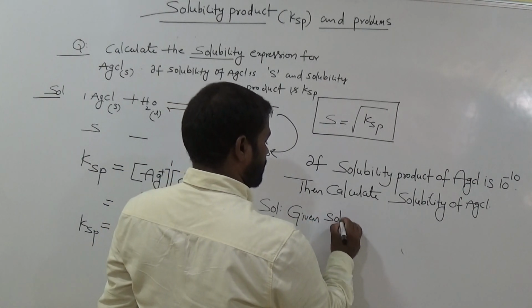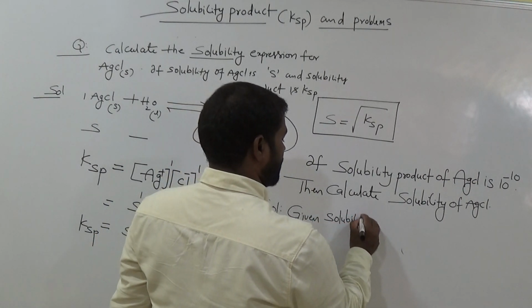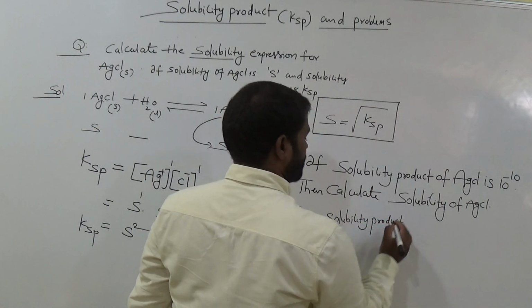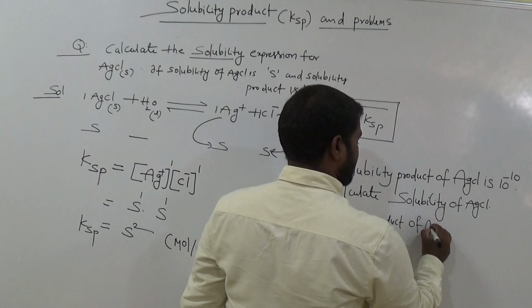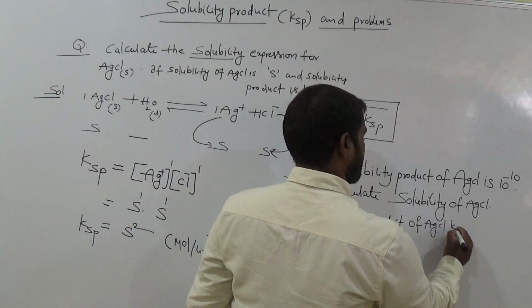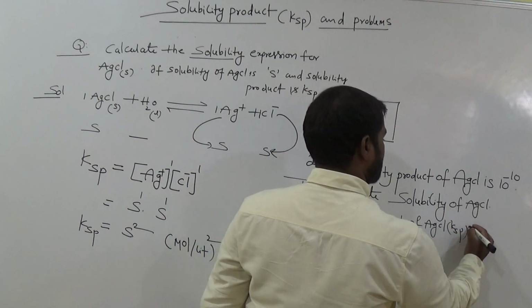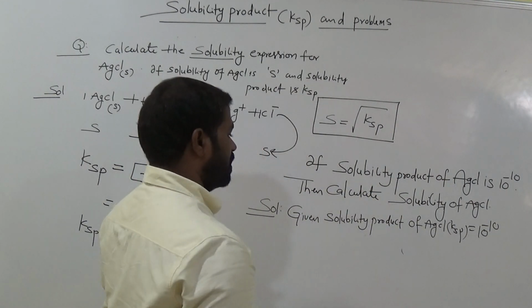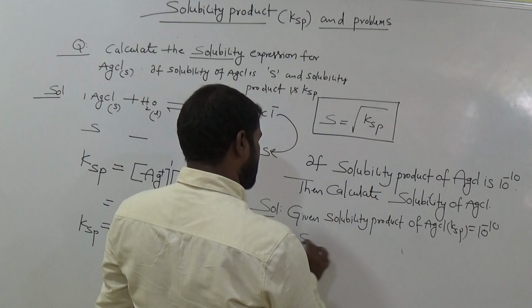Given the solubility product of AgCl, how much is it? Ksp is equal to 10 power minus 10. Is it clear? Then what is the solubility?